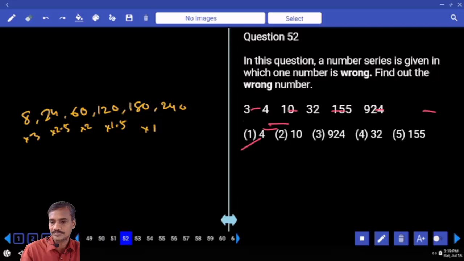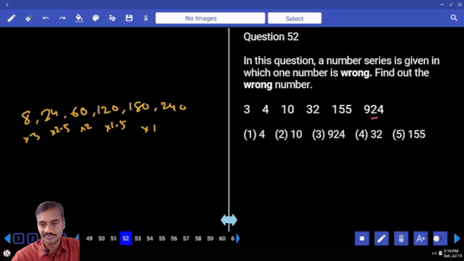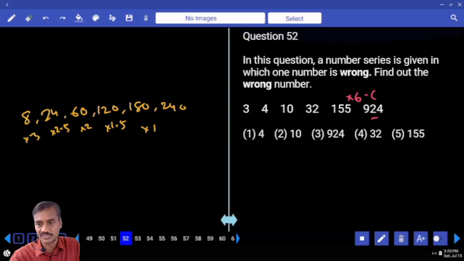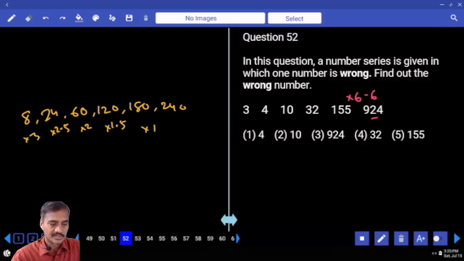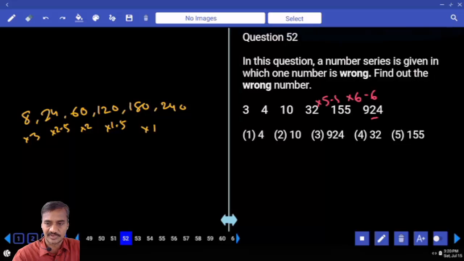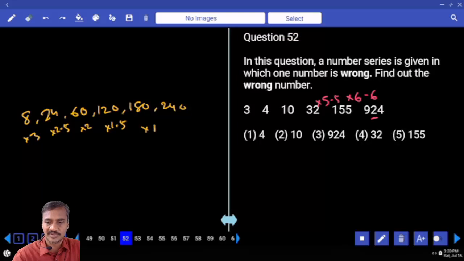Then 52. Now in 52, numbers starting with 3 and ending with 924. What should we do? Definitely it is under product or combination. Now in product and combination we should always check the highest pair. Now 150, how many times? Into 6. Can we write it? Into 6 minus 6, right? And here now in this one, what comes here? Now 39. In 32 into 5 is 160, minus 5, into 6 minus 6, into 5 minus 5.